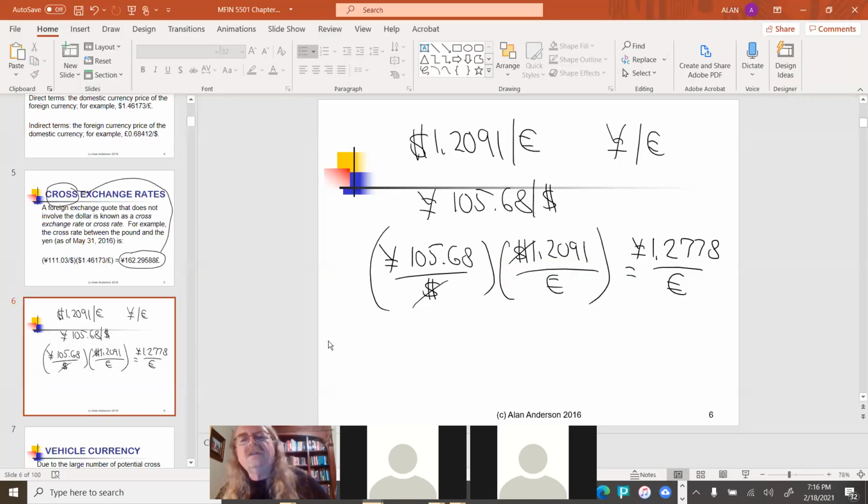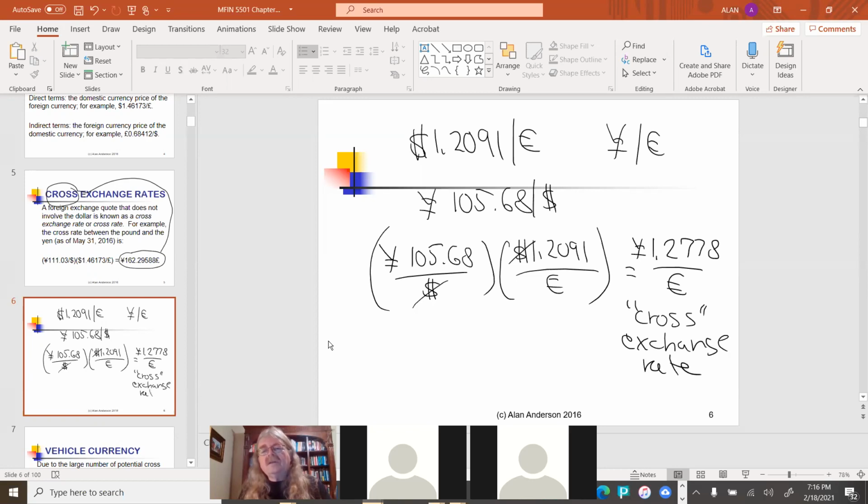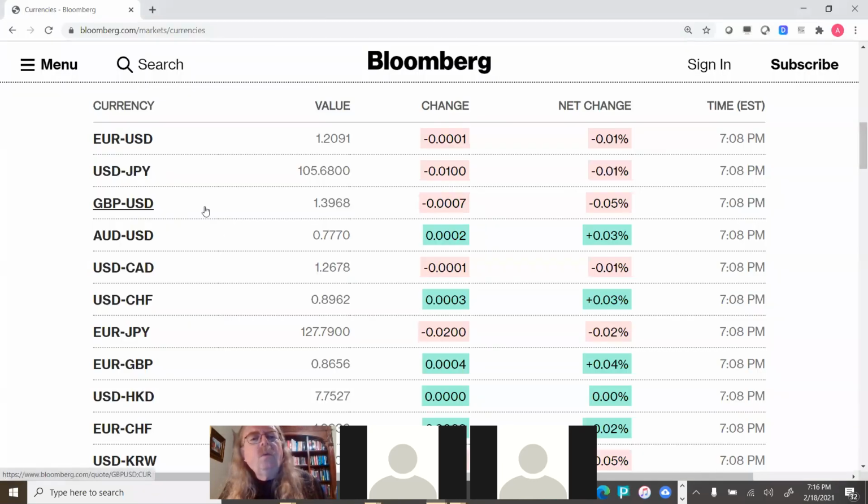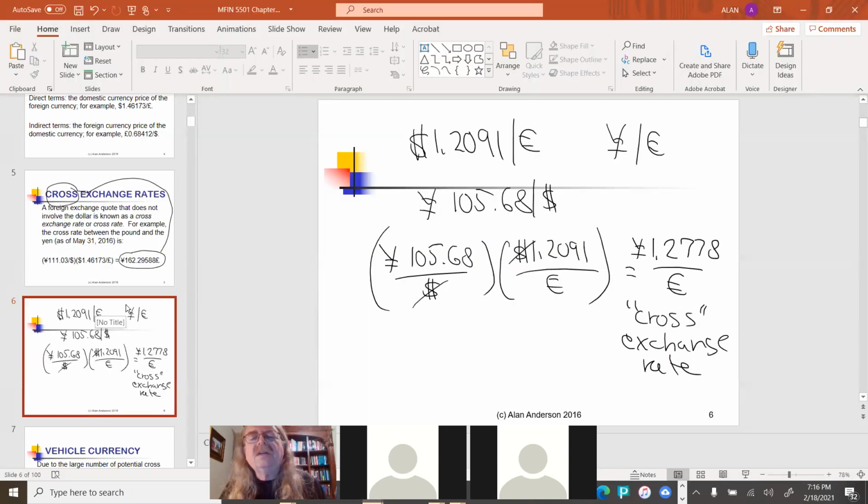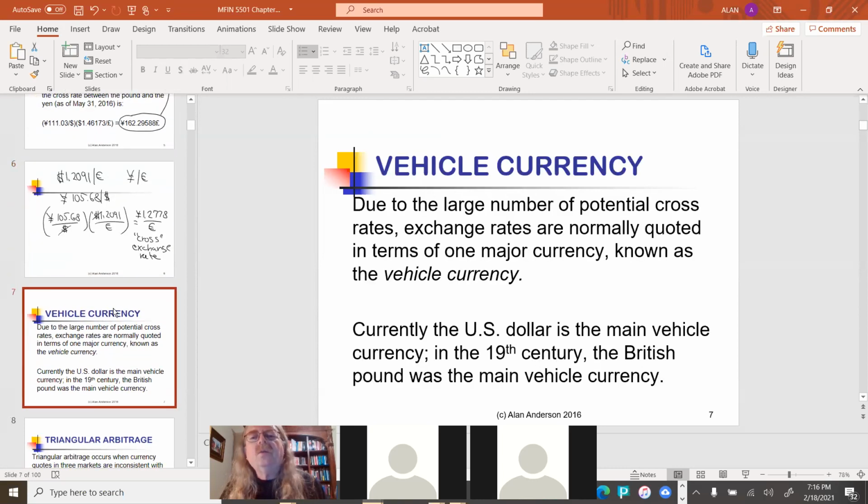So we call that a cross exchange rate, because it does not directly mention the dollar. But it does come from the dollar itself, as you can see. It's not determined independently. We'll see why later on that can't happen. Now, why is all this happening? Well, because the dollar has a unique role in the world economy. It is referred to as the world's vehicle currency.